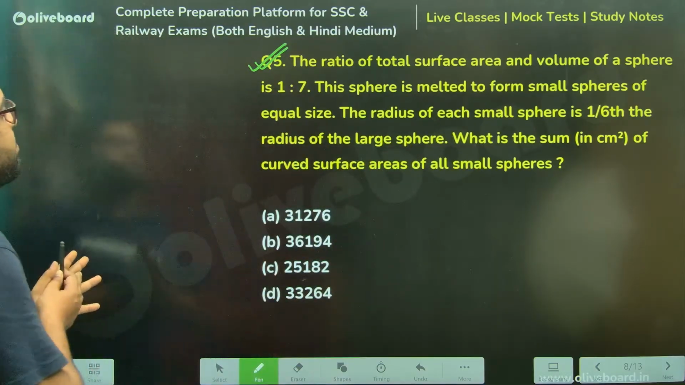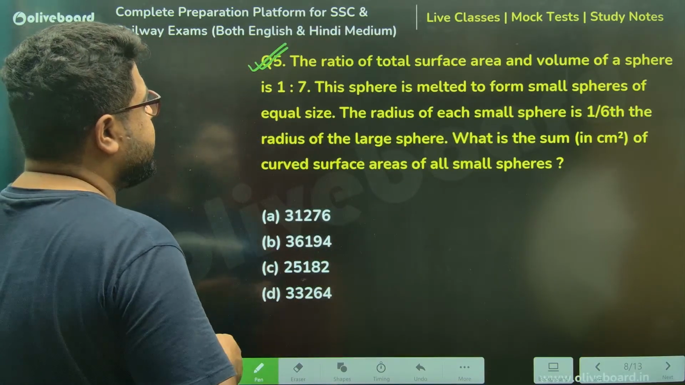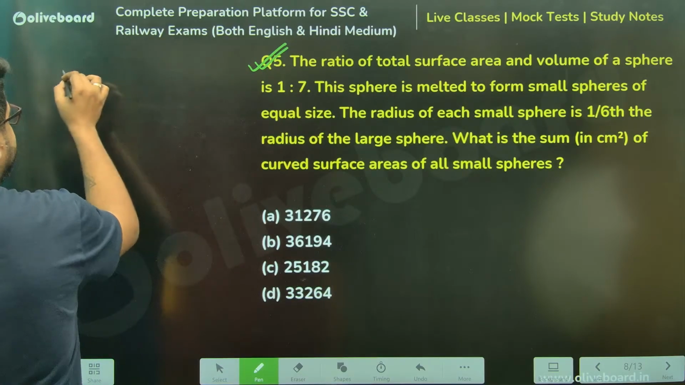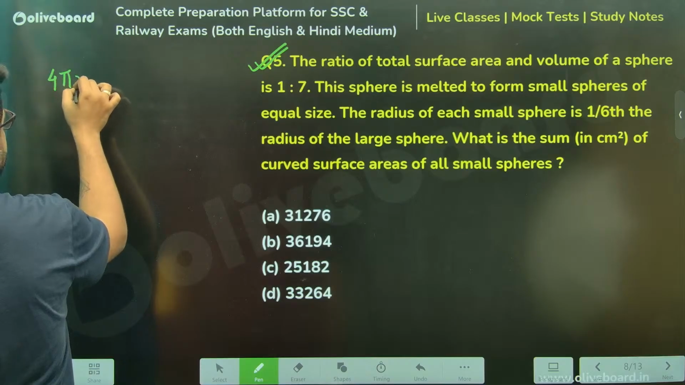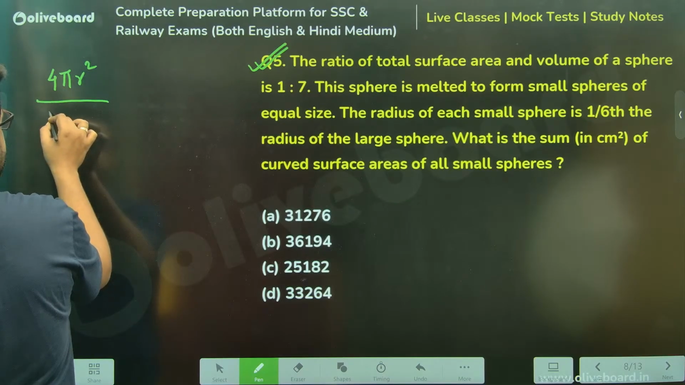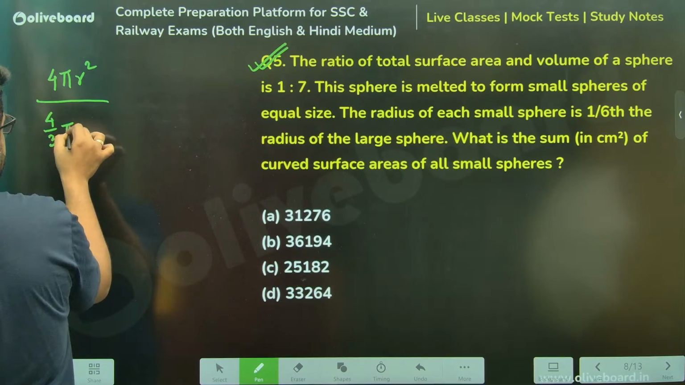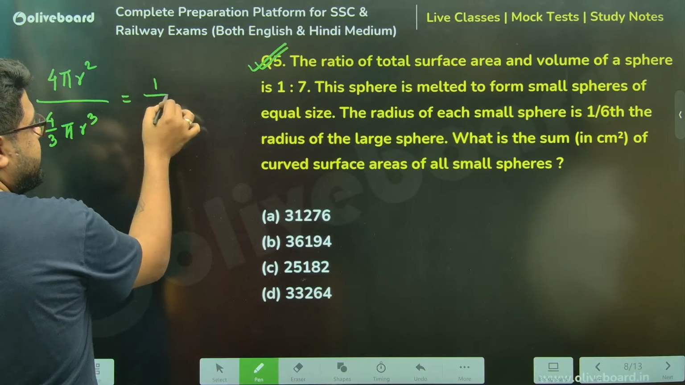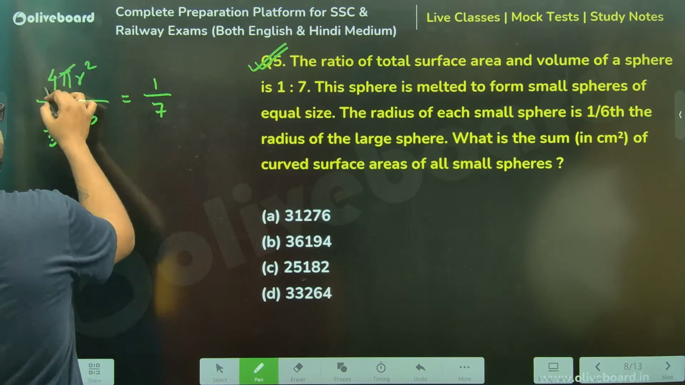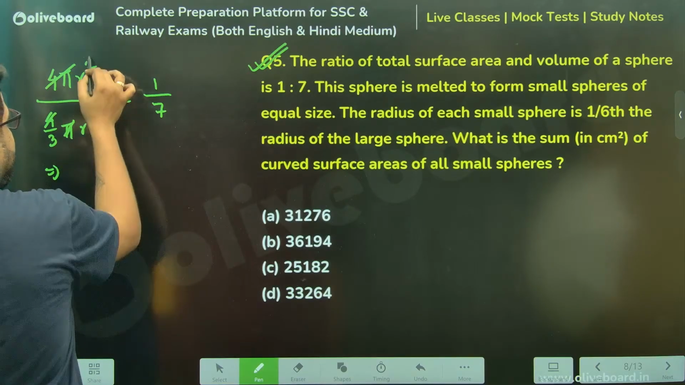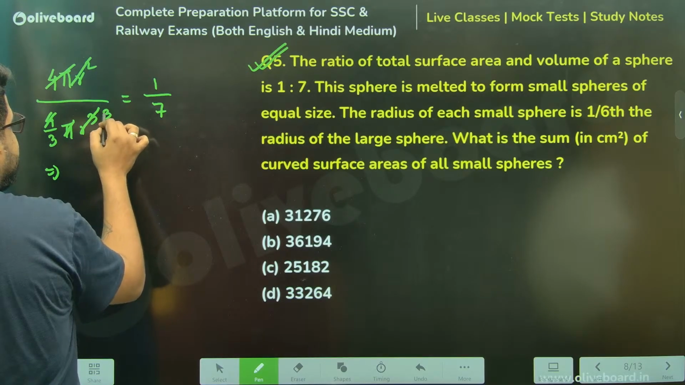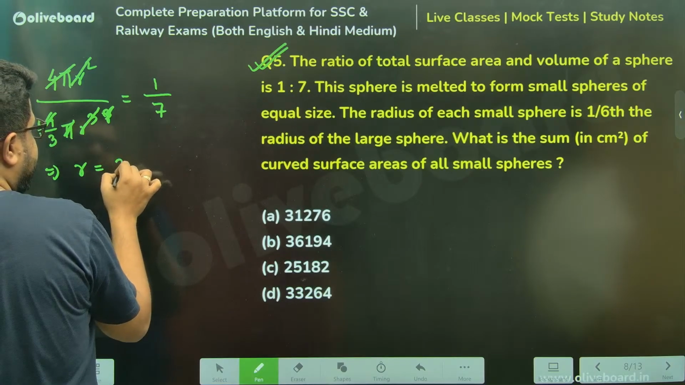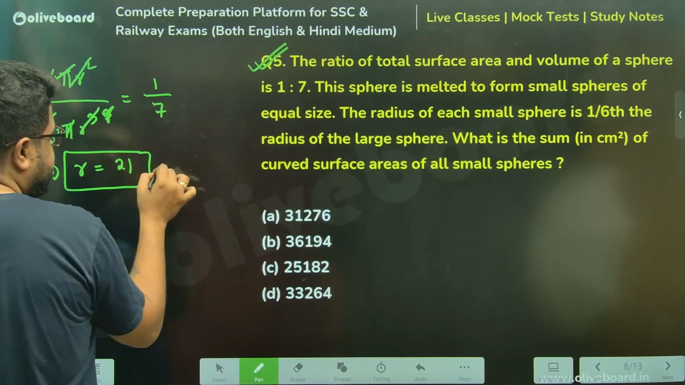So the ratio of total surface area and volume is given. The total surface area of any sphere is 4 pi r square and the volume is 4/3 pi r cube. This ratio is 1/7. Sir, 4 pi cancels and r square with r cube cancels, so this is r only. So r becomes 7 into 3, 21 centimeters.